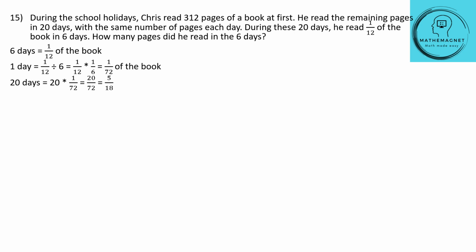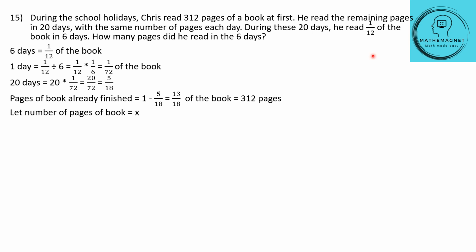So at the end of 20 days he finishes the book, and in those 20 days he has read 5 by 18, which means before the 20 days he has read 1 minus 5 by 18, which is 13 by 18 of the book. So this 13 by 18 of the book is equal to 312 pages, which is mentioned in the question for us. Here they have given Chris has already read 312 pages before the 20 days, right? So before 20 days he has finished 13 by 18 of the book, and 13 by 18 of the book will be equal to 312 pages.